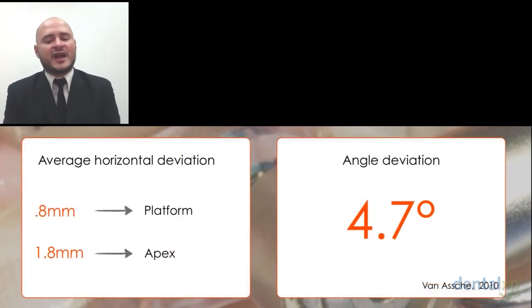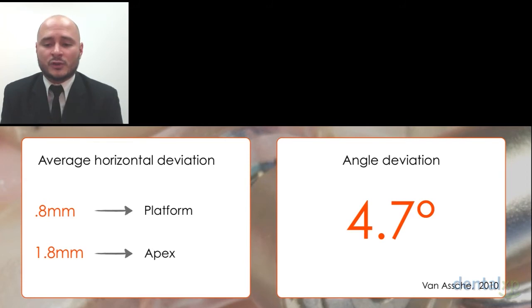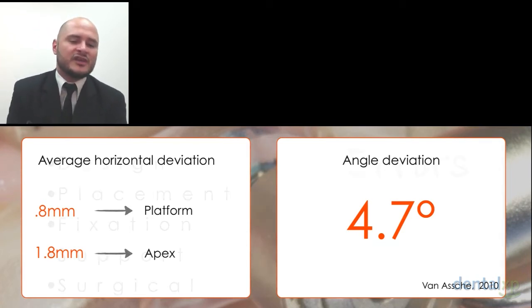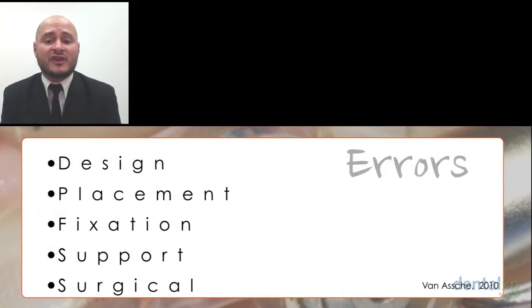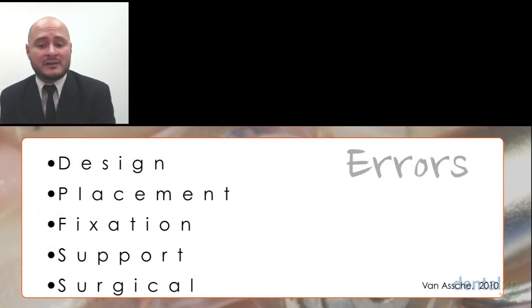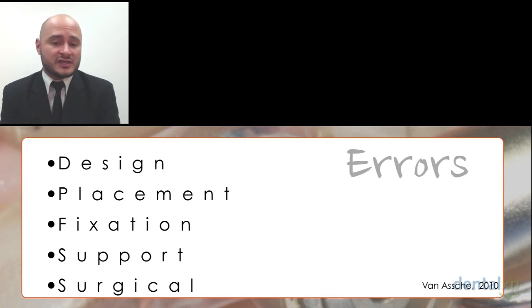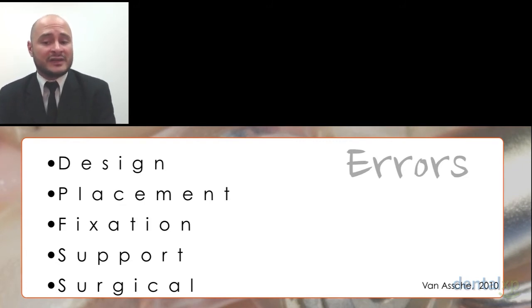Now, Van Asch in 2010 did a study in which he had a 4.7-degree inclination of implants after placing the surgical guides in, 0.8 millimeter deviation in the platform and 1.8 millimeter deviation in the apex. So we're seeing that there are some errors that can happen and can alter the positioning of our implants even though we have a fully guided plan.